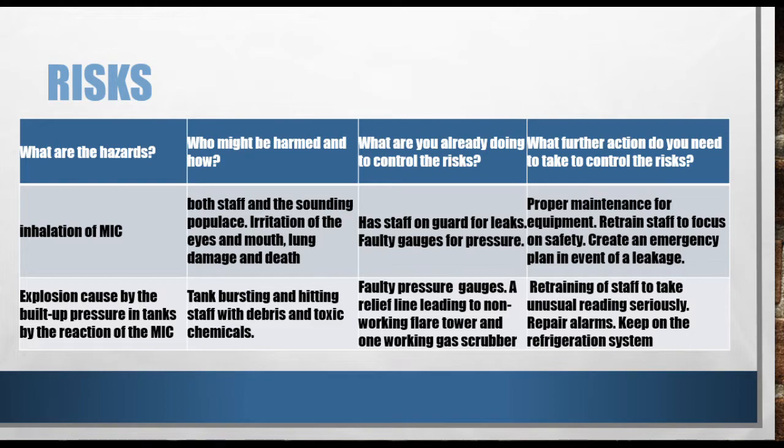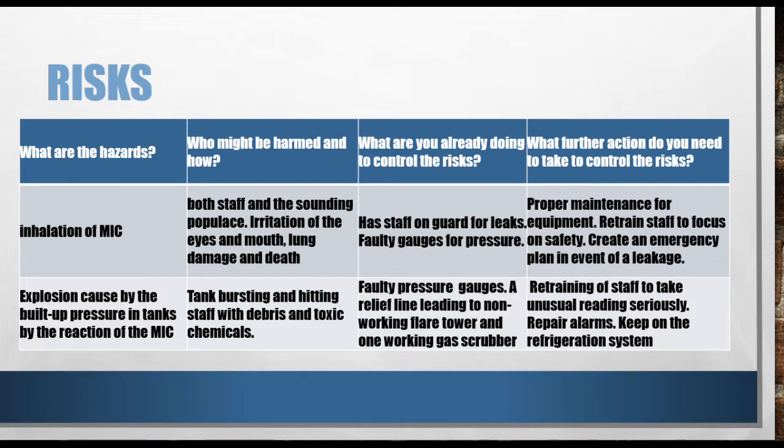Another risk was the explosion of a tank if it had built up too much pressure due to a reaction in the tank. This is a risk because an exploding tank can hit staff with debris and toxic chemicals. To control this risk, gauges were installed with tanks to measure the pressure, but these were faulty. A relief line was connected to each tank, which lead to a non-functioning flare tower and one working gas scrubber. The gas scrubber was used to remove toxic gases, and the flare tower was to remove anything else by burning it.